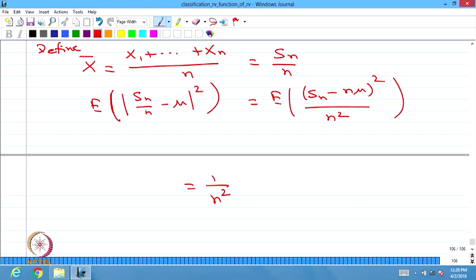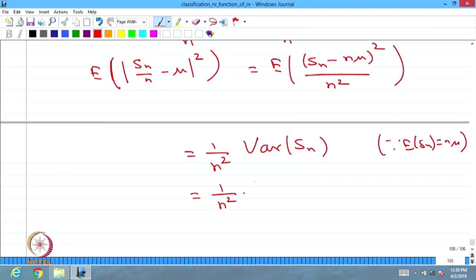If you see the expectation of Sn minus n mu whole square, the expectation of Sn is the expectation of x1 plus x2 plus xn, and all the expectations of xi's are the same, that is mu, therefore it is n mu. Since the expectation of Sn is n mu, the expectation of Sn minus n mu whole square is nothing but the variance of Sn. That is the same as 1 divided by n square. I will make an additional condition: xi's are a sequence of independent random variables with mean mu and variance sigma square. Therefore, the variance of Sn is nothing but the variance of x1 plus x2 plus so on plus xn, and the variance of xi's are sigma square, therefore it is going to be n sigma square.